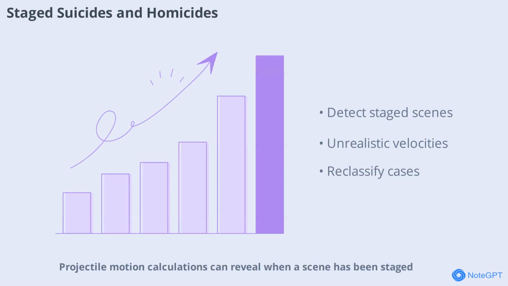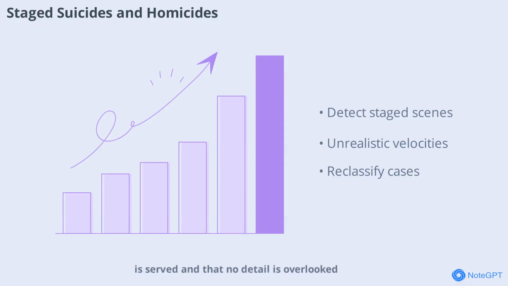Projectile motion calculations can reveal when a scene has been staged. For example, if the calculated horizontal velocity is impossibly high for a fall from a low window, investigators may reclassify the case as a homicide rather than a suicide. This scientific approach helps ensure that justice is served and that no detail is overlooked.